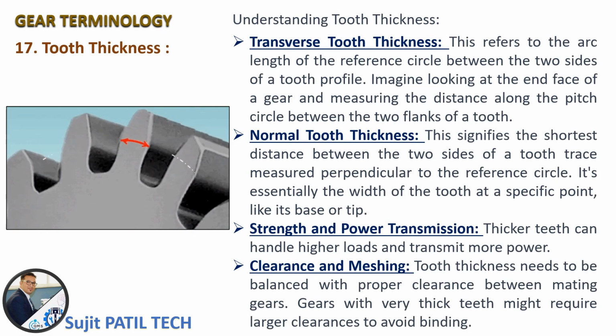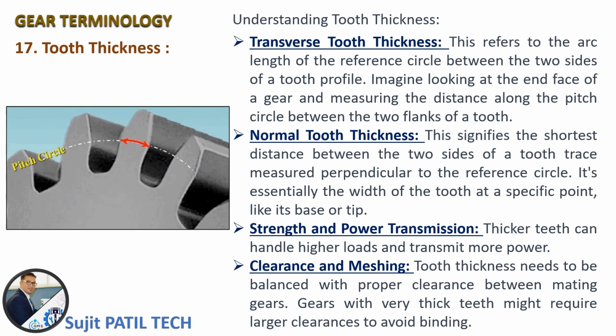Understanding tooth thickness. Transverse tooth thickness. This refers to the arc length of the reference circle between the two sides of a tooth profile. Imagine looking at the end face of a gear and measuring the distance along the pitch circle between the two flanks of a tooth. Normal tooth thickness.